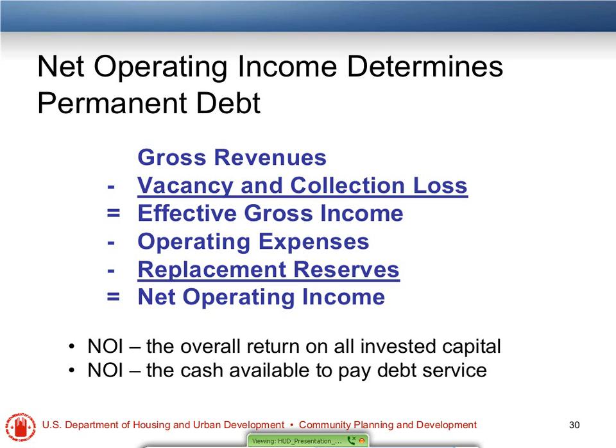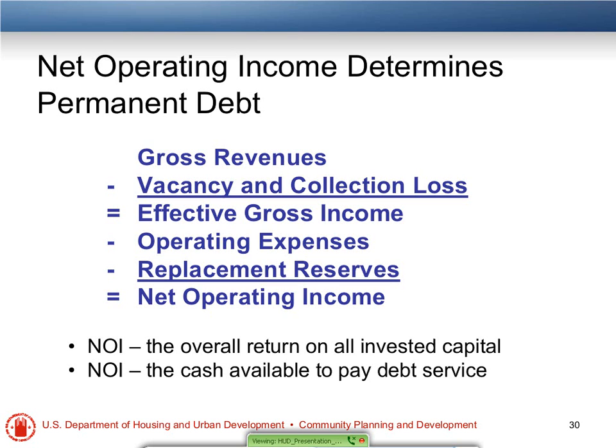And then we want to subtract out operating expenses, everything from management fees, general admin, maintenance cost, utility cost, and insurance, etc. In addition to that, there may be a requirement for replacement reserves, an amount that's deposited each month into replacement reserves to cover large capital items when those occur, like the replacement of a roof, the replacement of an HVAC system, or something major. And that leaves us with net operating income.